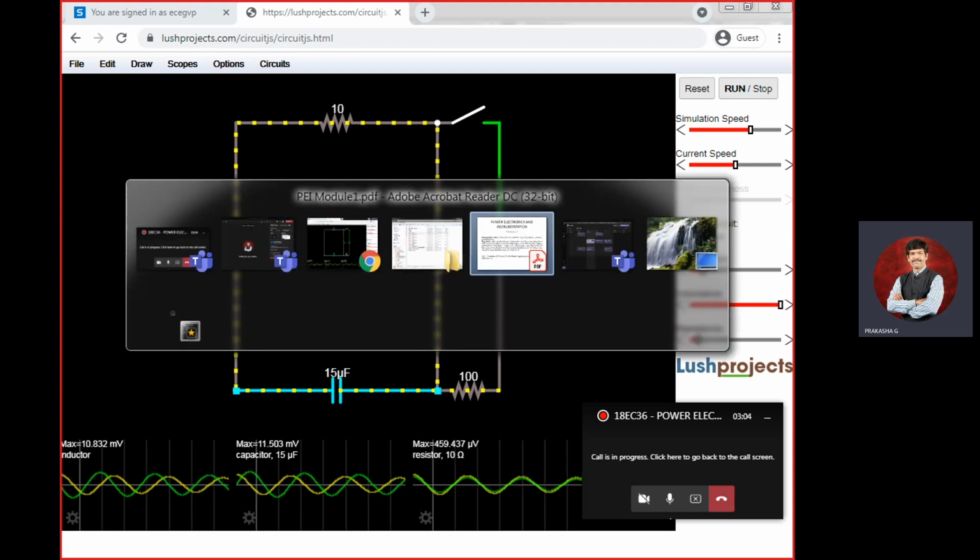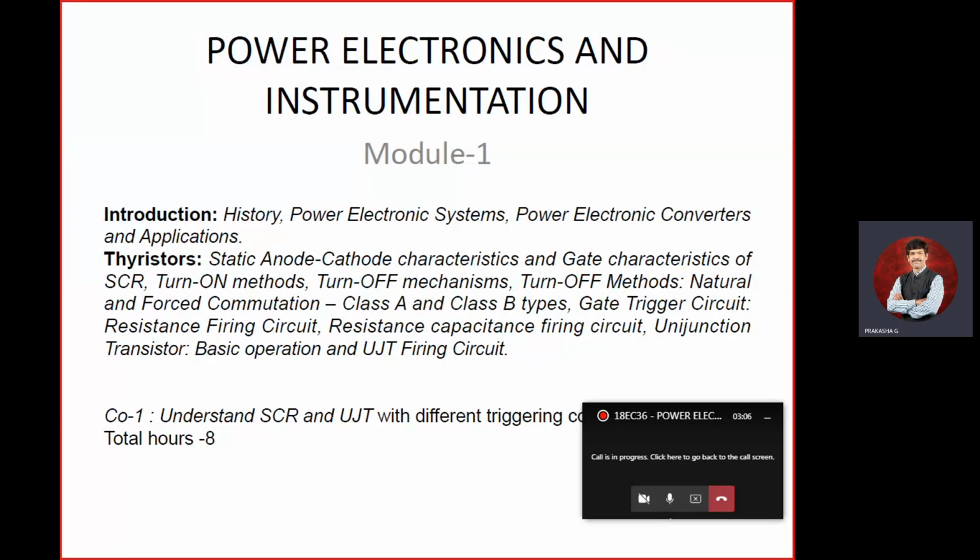With respect to the syllabus, this is the first module. In that, they have mentioned the anode, cathode, static anode-cathode characteristics, and the gate characteristics of the silicon controlled rectifier. Then how exactly we can turn them on and turn them off. When the device is turning on, what is going to happen? When the device is turning off, what is going to happen? We are going to measure that, so characteristics come into the picture, just like diode characteristics.